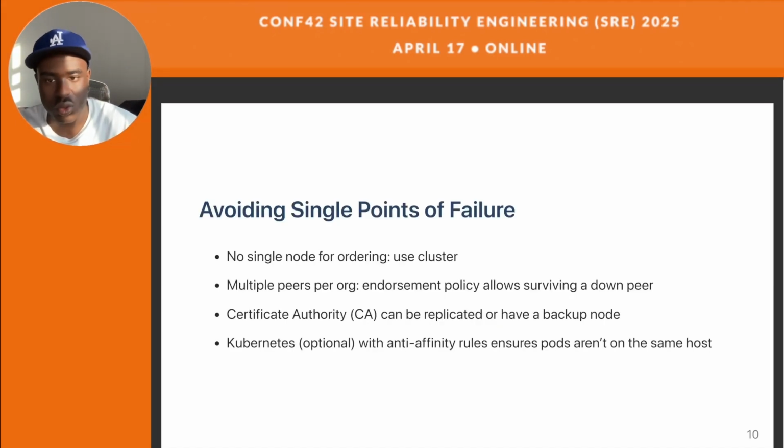So to avoid single points of failure, to summarize, the key is to avoid single point of failure. No single orderer, always a cluster. Multiple peers per organization, you want to have at least 3. So if your identity issuance is mission critical, you want to have a backup CA. And if you are running on Kubernetes, you want to set up anti-affinity to make sure that pods are not essentially on the same node. As a rule of thumb, you consider your failure domains like region, data center, or even the rack, and spread the nodes accordingly.